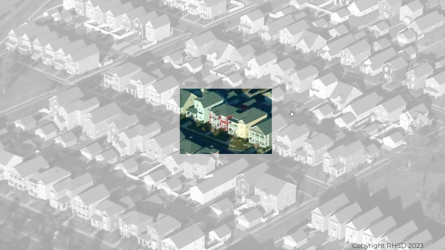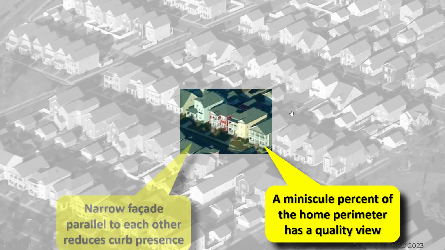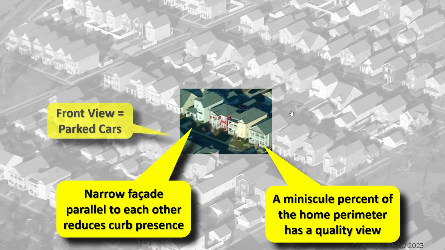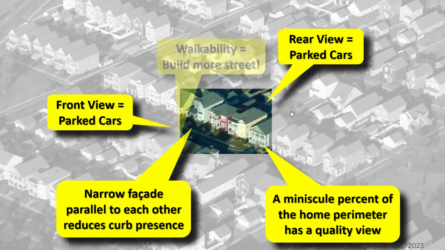When you take a look at the home itself, it's fairly attractive. It's front porch living, rear garage. They are narrow and they are generally deep. There's a minuscule percentage of that perimeter of the home that actually is viewable. The side view is non-existent. It's only the front view. They parallel each other so that width is your presence. So you're looking onto parked cars in the front and onto parked cars in the rear.